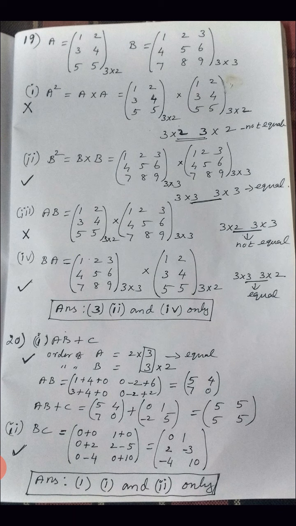Then take the second one, BC. Here multiplication, multiply those two. Check the order. Multiplication is possible. So multiply. After multiplying BC, I get 1, 0, 1, 2, minus 3, minus 4, 10. This is equal to the right-hand side. So this one is also true. So the answer is the first option, 1 and 2 only. That is the answer.